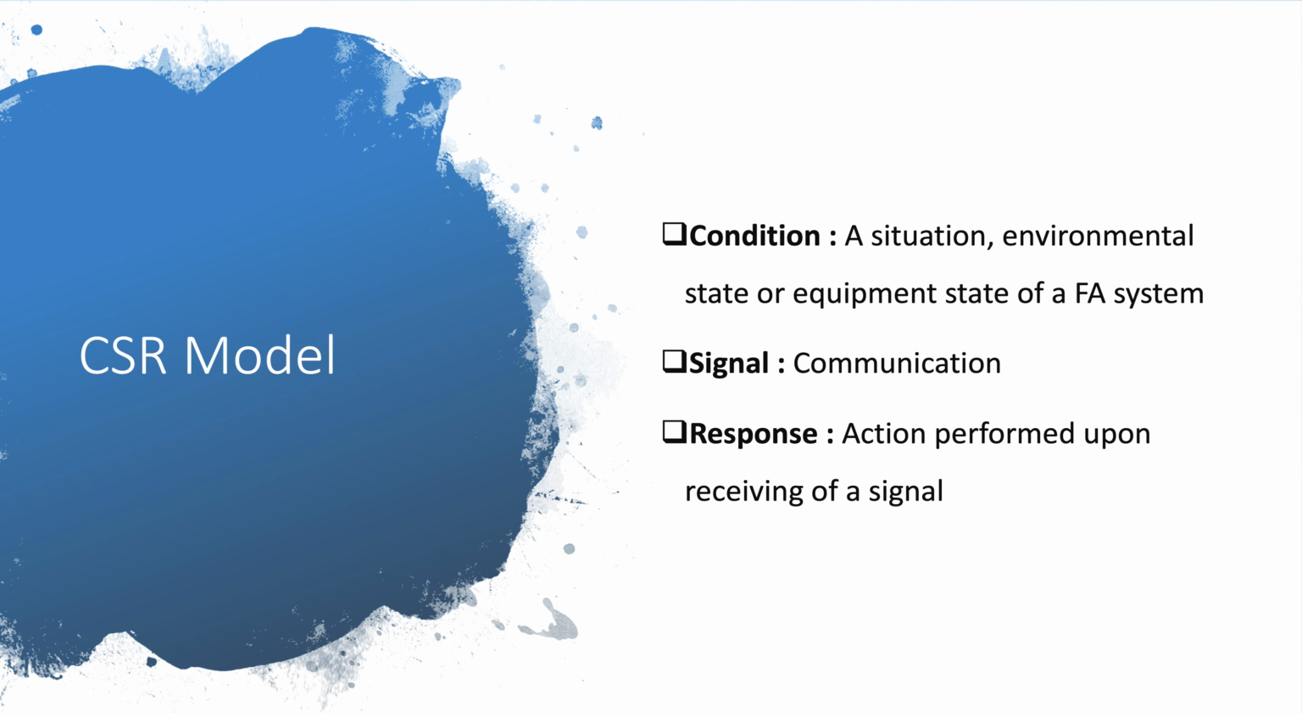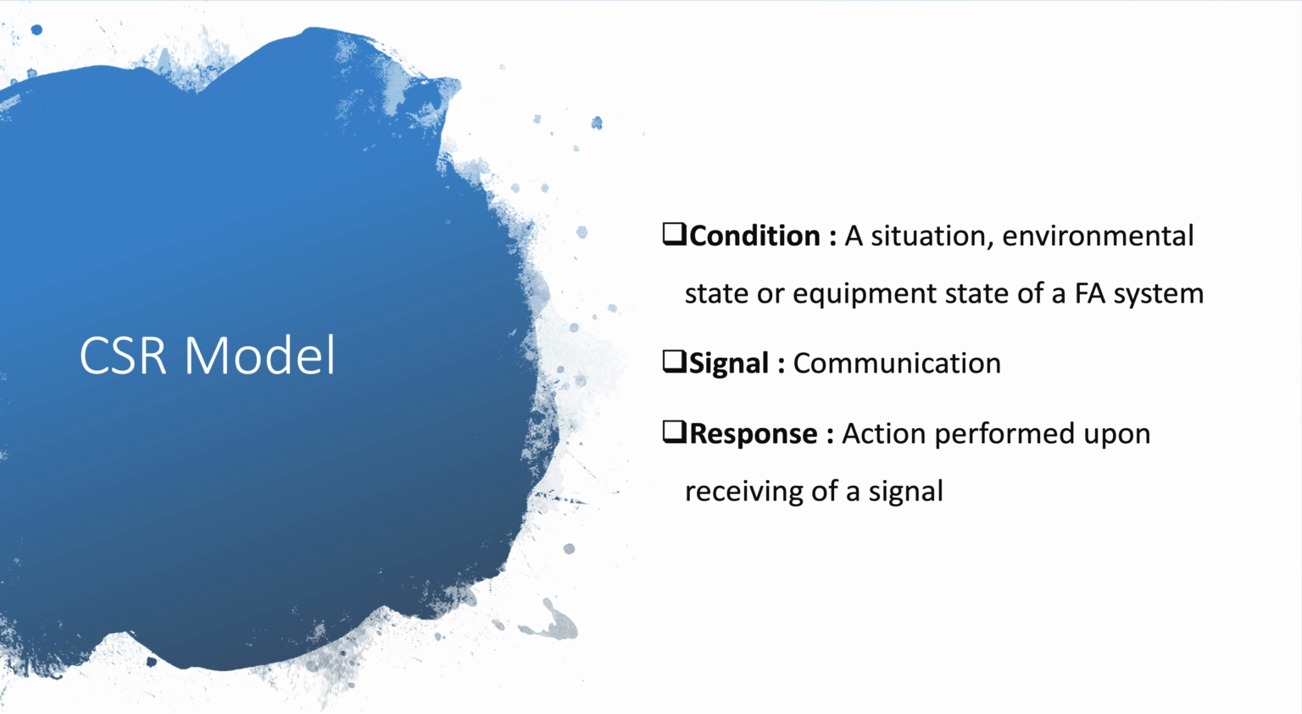A fire alarm system incorporates the CSR model. What is CSR? C stands for condition, S for signal, and R for response. A fire alarm system signals other systems in response to some change in condition. So you can see all three keywords are there in the sentence.